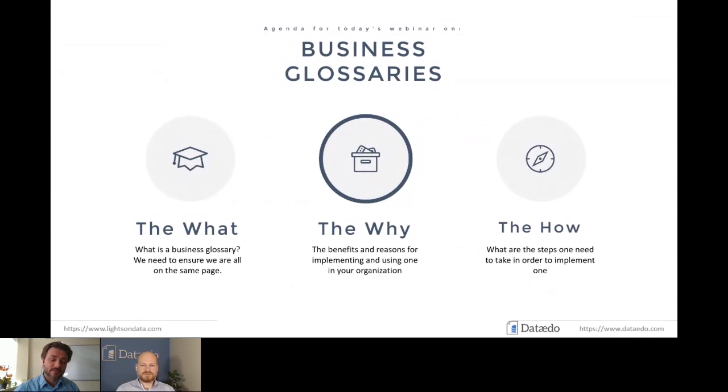So now let's see what some of those benefits and reasons are why you should have this tool within your organization.